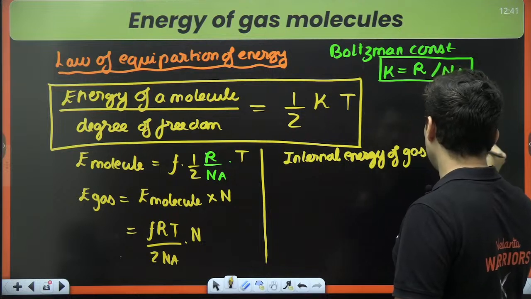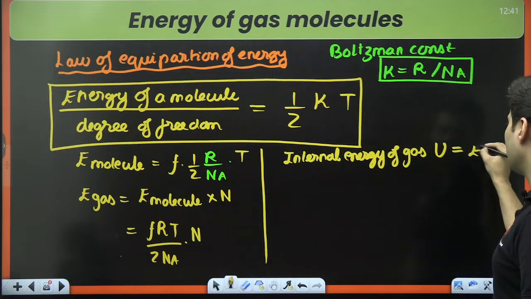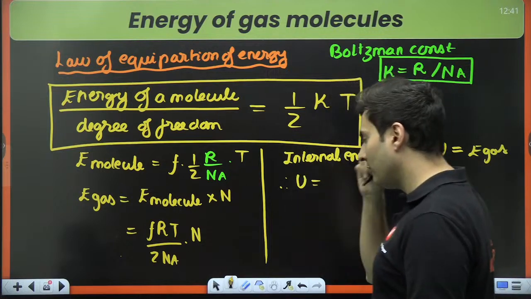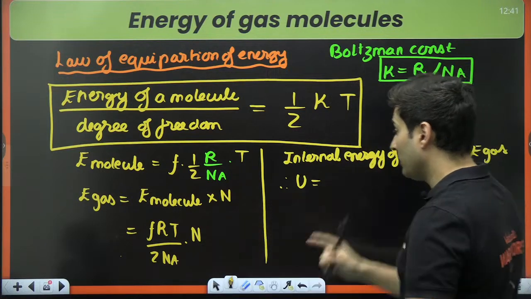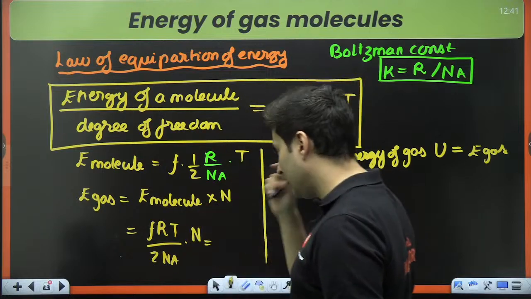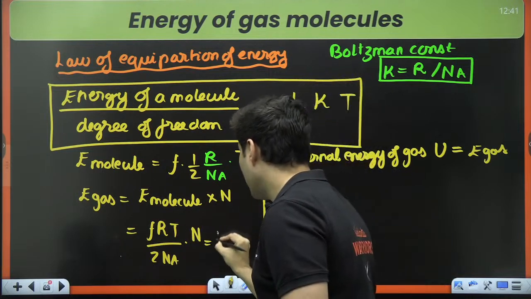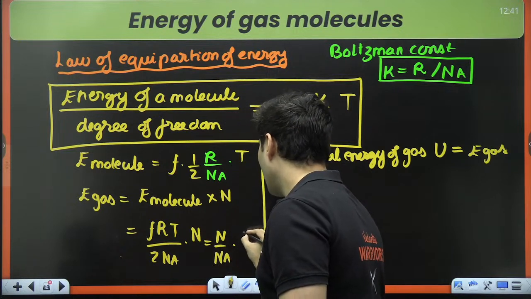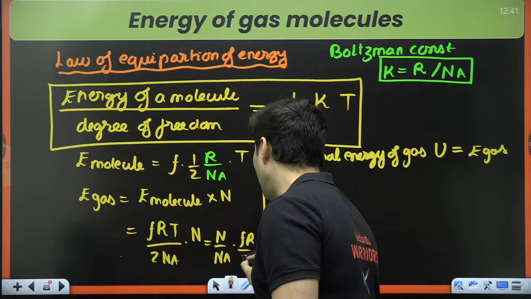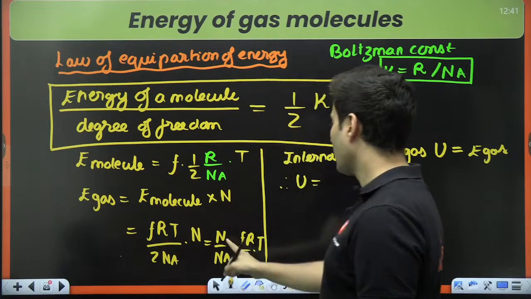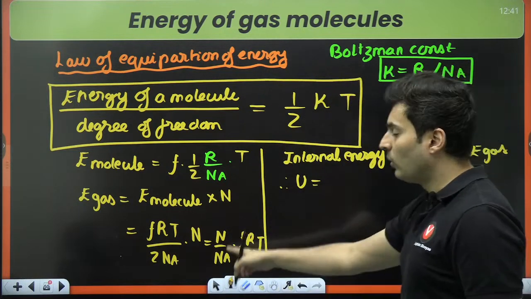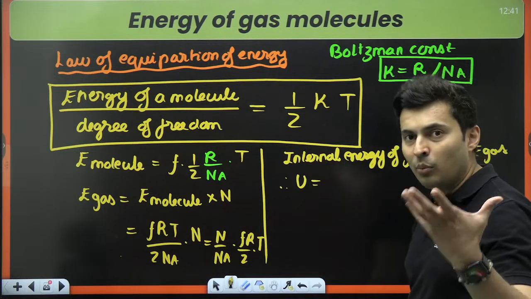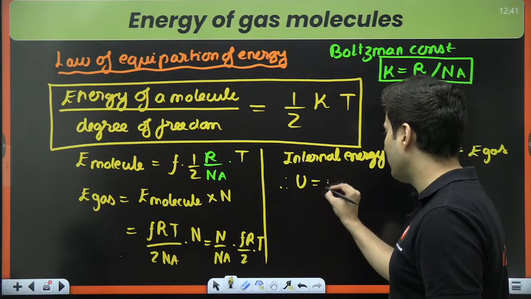Which is just U, which is just the energy of the gas. So therefore, observe this carefully now, I will write it down like this: U is N by Na into Fr by 2 into T. What is N by Na? Number of molecules upon number of molecules in a mole. That is the number of moles, I believe.